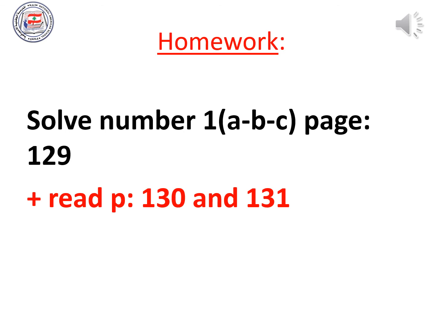As homework, please solve number 1, parts A, B, and C, page 129, and read pages 130 and 131 very well. You have to write a summary about these two pages in one paragraph about what you understood from computer programming. Please, your homework must be done and submitted to me on Thursday, April 16.